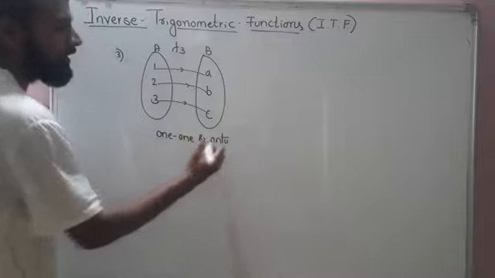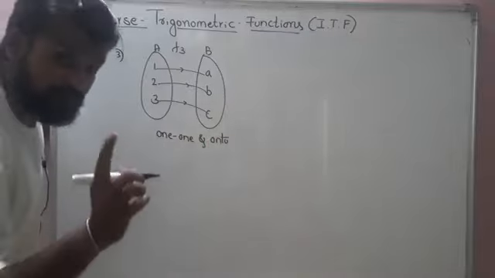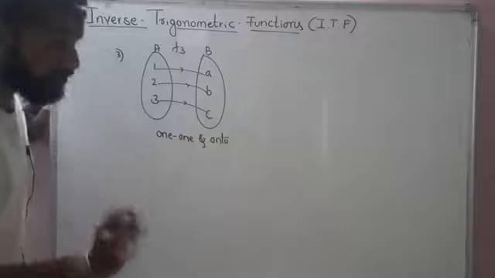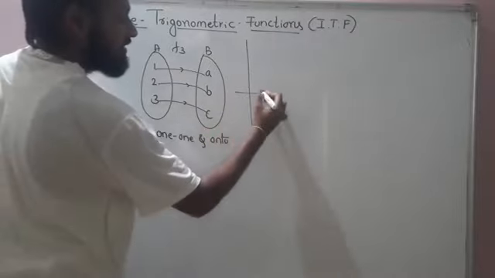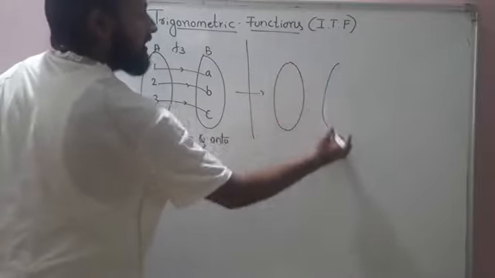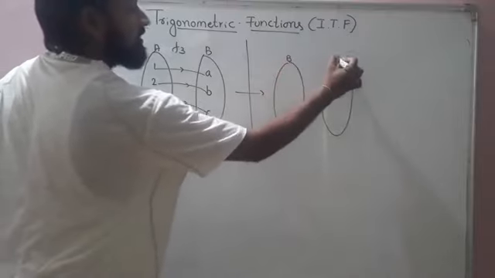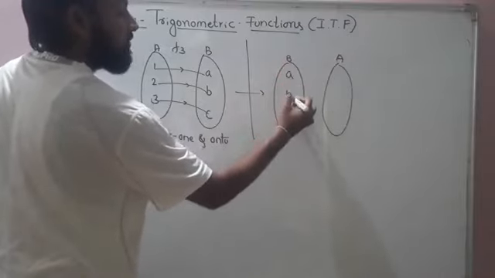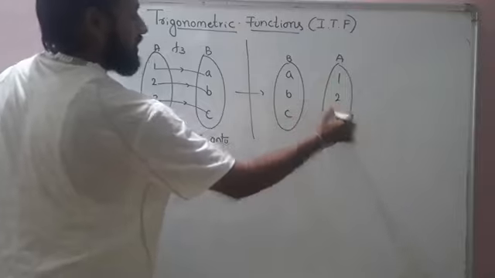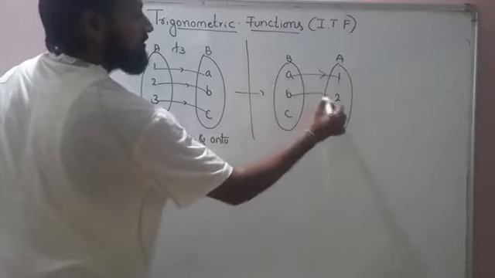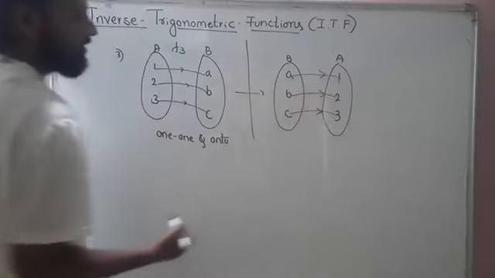Now let me try to write the inverse for this. Inverse means ulta. Just remember, inverse means ulta. So what it will look like is, I'll write B on this side, A on this side. Here I'll have A, B, C, 1, 2, 3. So A is connected to 1, B is connected to 2, C is connected to 3.